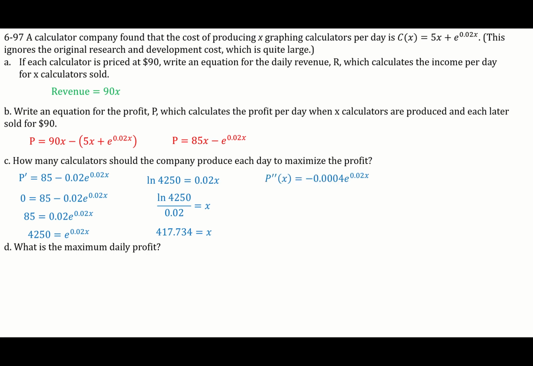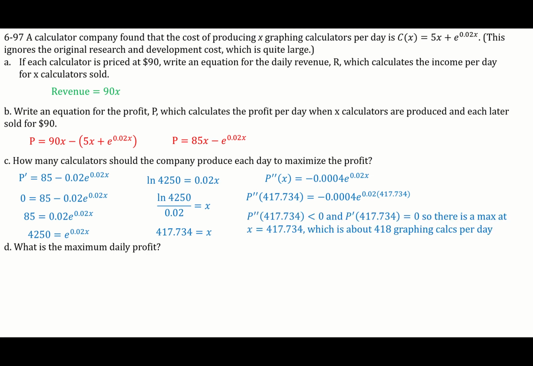I'm going to find the second derivative because I want to prove that this is a maximum and not a minimum. So if you find the second derivative, take the first derivative. The derivative of 85 is 0. And then the derivative of e to the something, you have to use the chain rule on. So you end up with negative 0.02 times 0.02, e to the 0.02x. The second derivative at 417.734 is, doesn't really matter what the number is, it's negative.